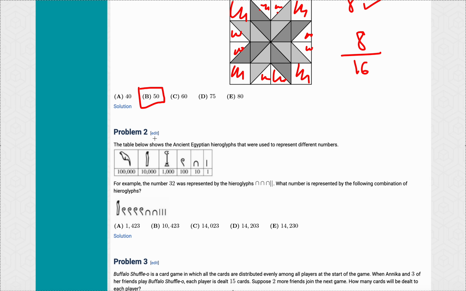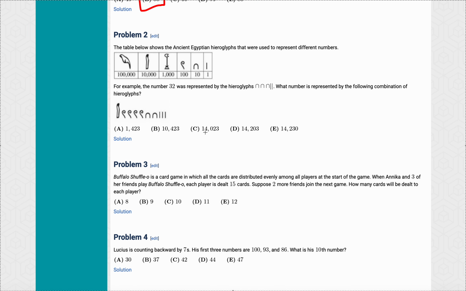Next question. The table below shows ancient Egyptian hieroglyphs that are used to represent different numbers. And so we have an example of what the hieroglyphs actually are. It's basically just Roman numerals, but they're using different symbols here. And you want to decode this. So this is a 10,000. So that's a 10,000. Plus, well, this is 1, 2, 3, 4 of this 100, so 10,000 plus 400, and then this right here is a 10, so plus 2 times 10 is 20, plus 3 times 1 is 3, so it's 10,423, that's B.